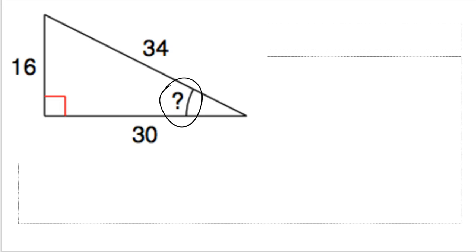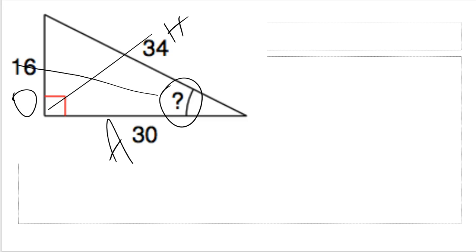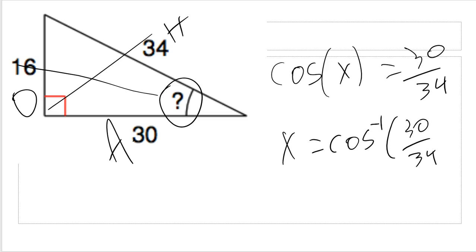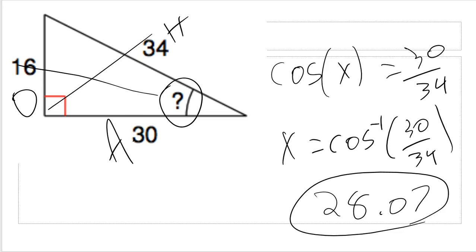Same thing here. You set it up, you've got A, O, and H. Remember, that's opposite of the angle. This is opposite of the 90, and that leaves that right there. We used sine in the first one. Let's use cosine. Cosine of x equals 30 over 34. I'm going to use x equals the inverse cosine of 30 divided by 34. And I get 28.07 for my answer.